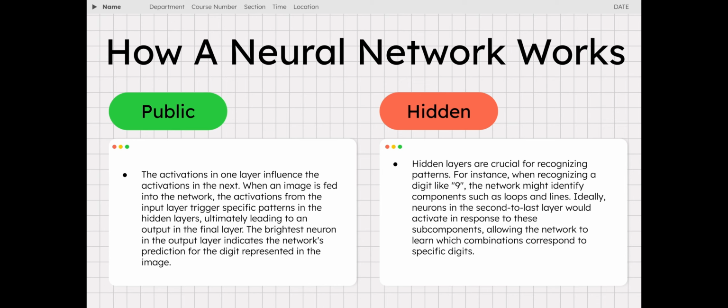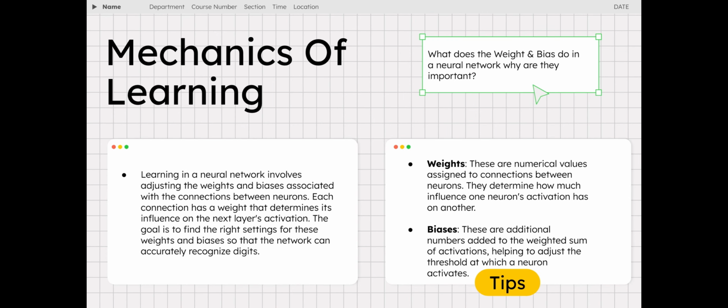The mechanics of learning. What do the weights and biases do in a neural network, and why are they important? Learning in neural networks involves adjusting the weights and biases associated with the connections between neurons. Each connection has a weight that determines the influence on the next layer's activation. The goal is to find the right settings for these weights and biases so that the network can accurately recognize the digits.